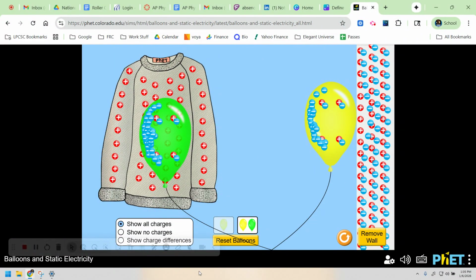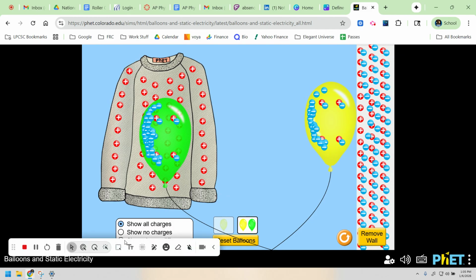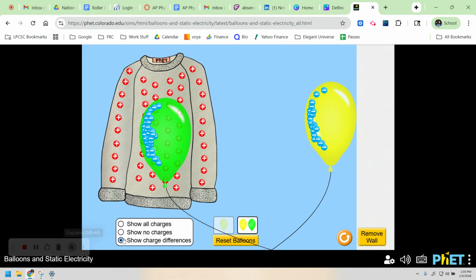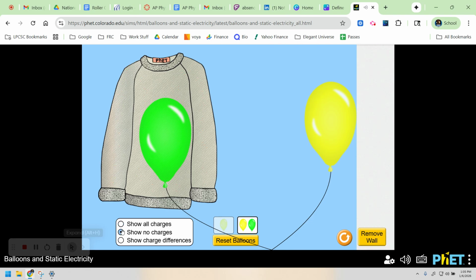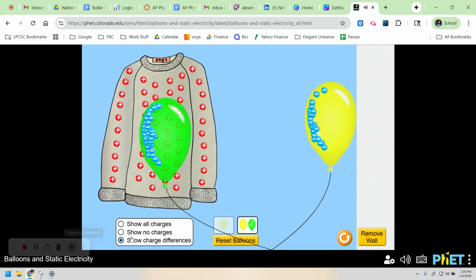If I wanted to show the charge differences, that's it. Right? And so what it's doing is showing me, it gets rid of these 4 negative charges that are associated with the positive. So if I show the charge differences, no, there's really no charge difference in the wall. So there's that.